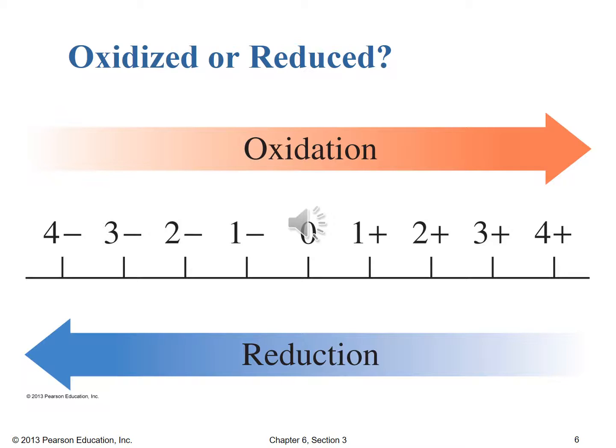If we go the other direction, we start at a more positive or less negative number and we end up more negative or less positive, that's indicative of a species undergoing reduction. So following those oxidation numbers from reactant side to product side is another way to identify the species that is oxidized or reduced in a redox reaction.